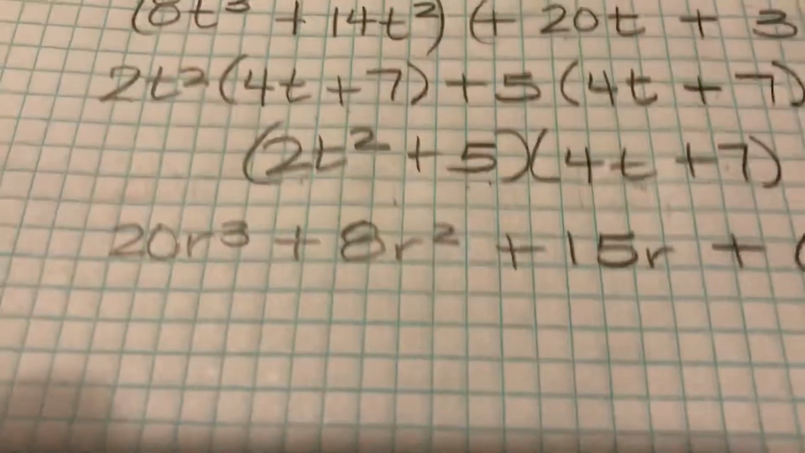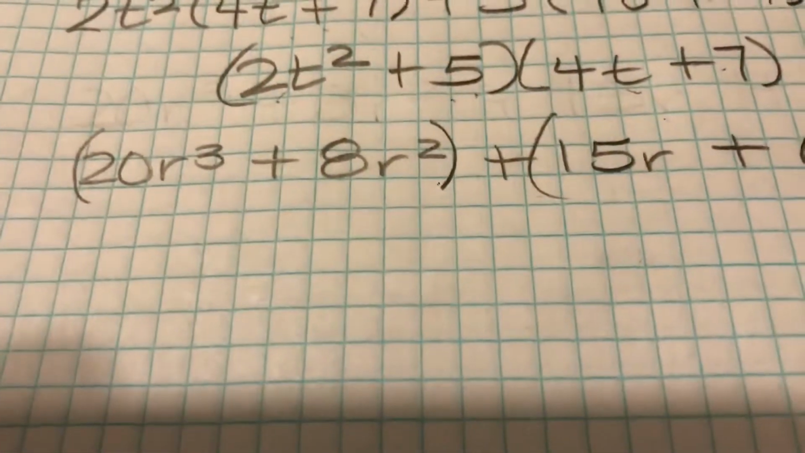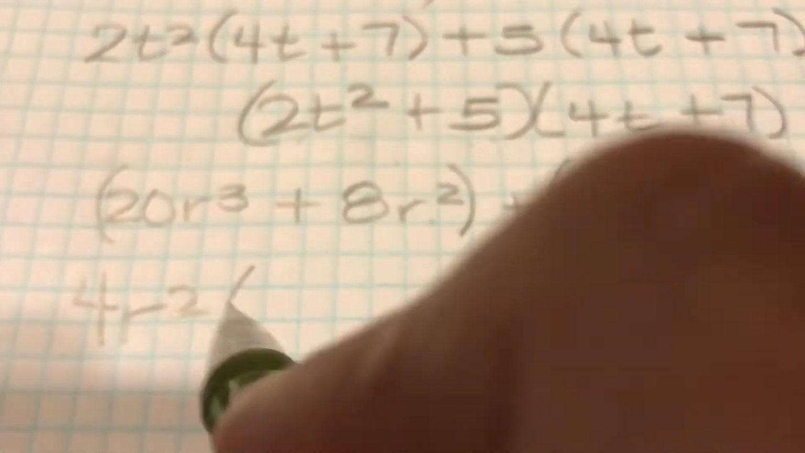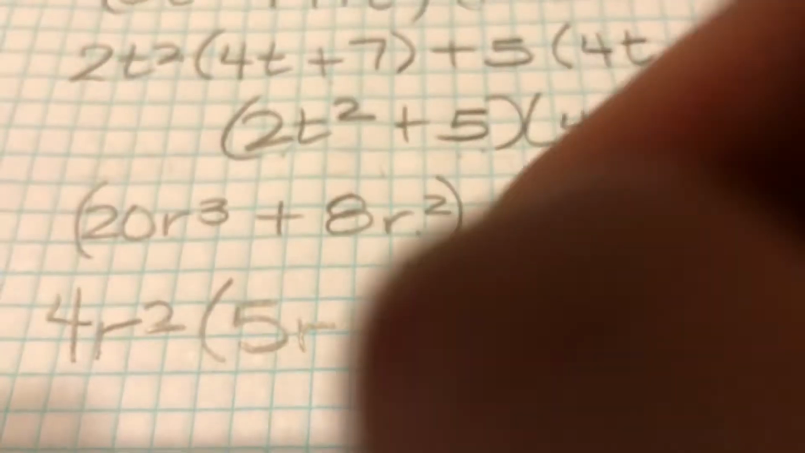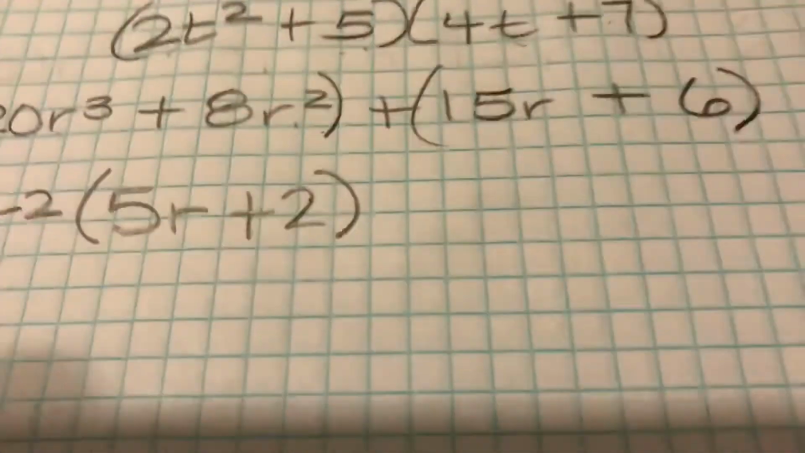For the last one that we're going to do today, I'm going to group them. 20 and 8 share a 4. R cubed and R squared share an R squared. 4 times 5 would give me that 20. R squared times R would give me R cubed. And then 4 times 2 would give me 8. I already have R squared, so I don't need anything else.